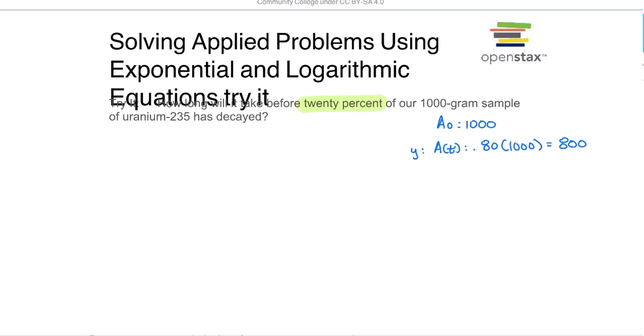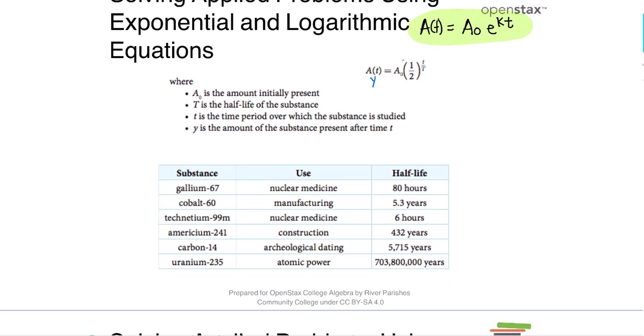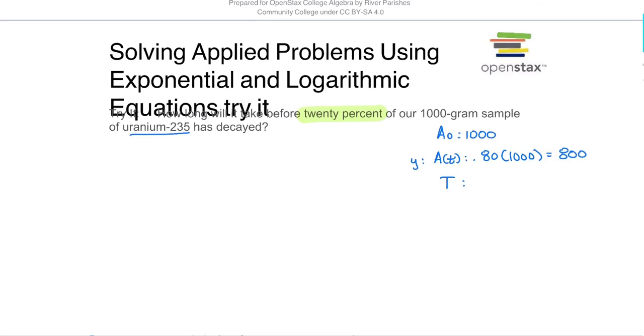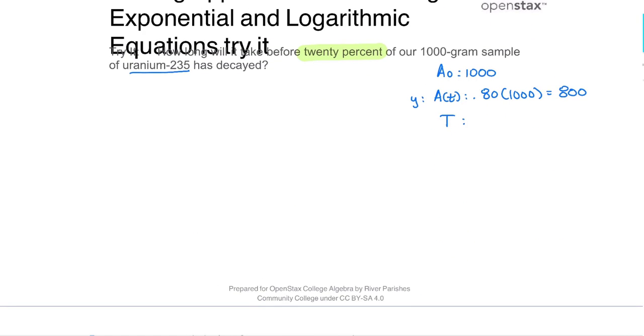And let's see, what else did we need? We needed lowercase t and uppercase T. So uppercase T is the half-life, and the half-life is for uranium-235. So we get that from this table here. And look at this, you guys. That is the half-life. 703,800,000 years is the half-life.